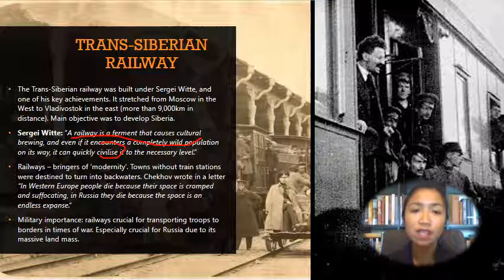Trains and railways do have significant military importance. The railways are really crucial for transporting troops to the borders in times of war, as I said before. This is especially crucial for Russia because Russia is so massive. The job of a railways chief was one of the most important in the country, and Sergei Witte was one of the key ministers in the Tsar's council, and after the revolution, the job of the railways chief fell to Trotsky over here. Here he is, who was also in charge of the Red Army.